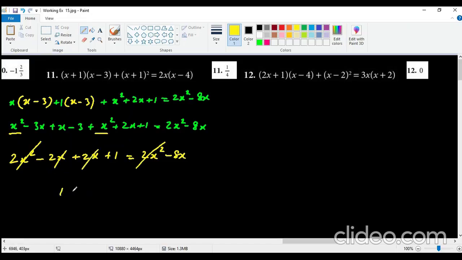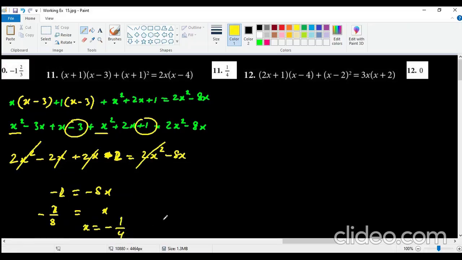So 1 equals negative 8x. That means x equals 1 over negative 8. Negative 8x, this is going to be, yes, this minus 3 and plus 1, it's going to be a negative 2. So this is a negative 2 actually. So negative 2, that means this is also 2. That means x is equal to negative 1 over 4 is the correct answer.